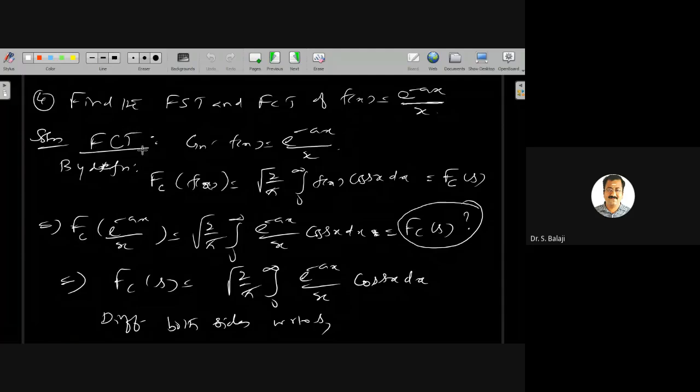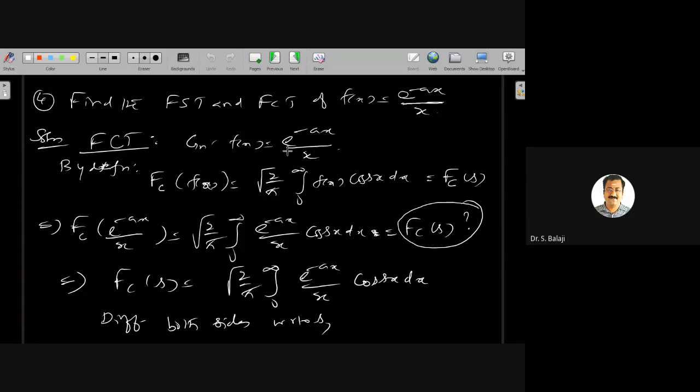First, you can find either transform here, FST or FCT. Suppose we find the FCT; f of x is e power minus ax by x. By definition, the Fourier cosine transform Fc of f of x is equal to root of 2 by pi, integral 0 to infinity, f of x cos sx dx, and the result will be a function of s, Fc of s.